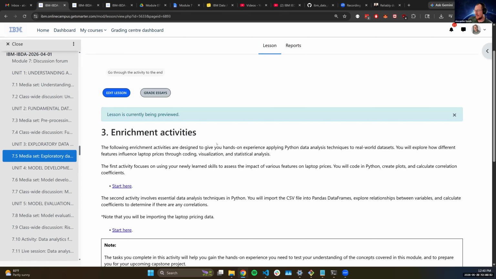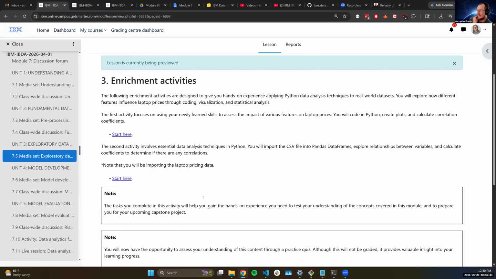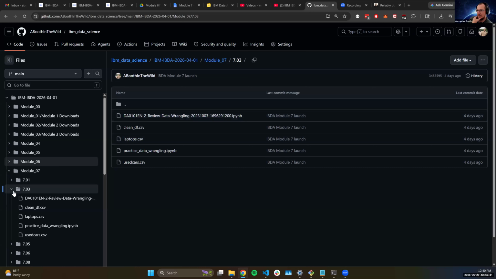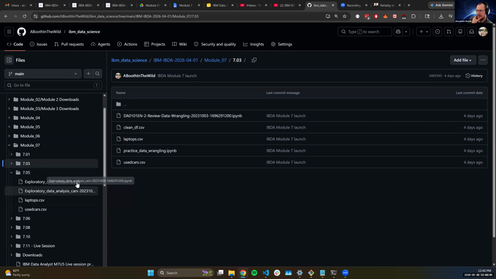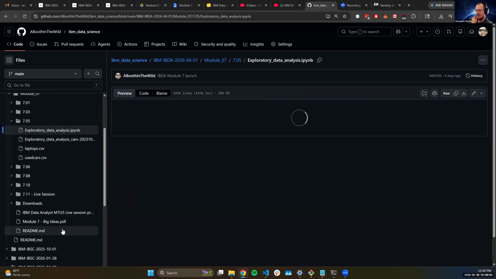A friendly reminder that the enrichment activities, these are our notebooks here. I don't think we need to do either of these. I kind of want to jump straight into the capstone, or the keynote for the week, just because the keynote does a good job of tying everything together.